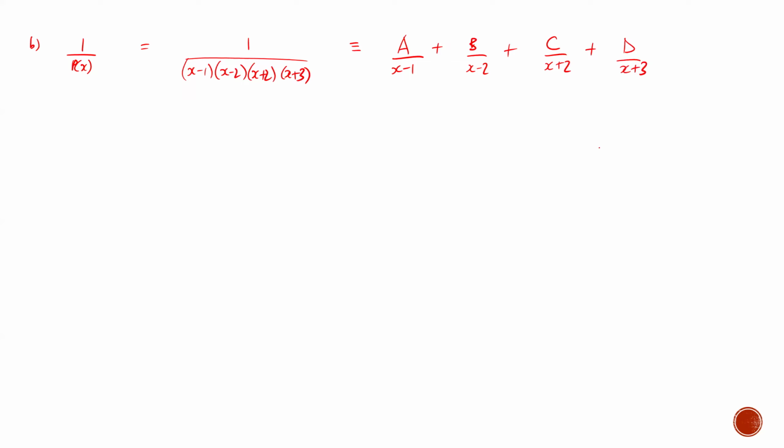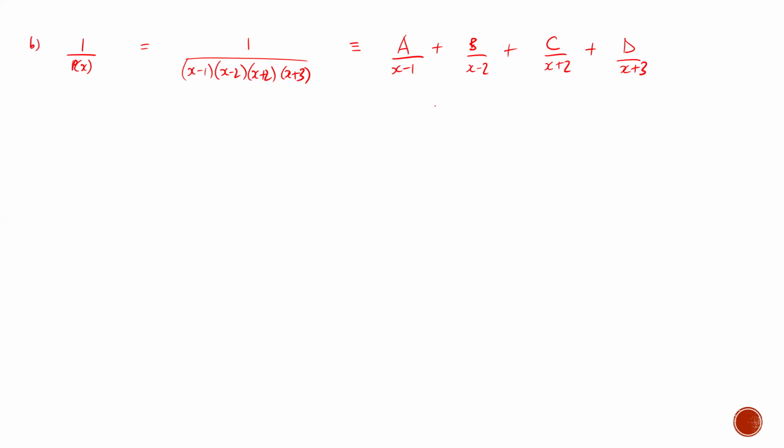P of x is simply going to be 1 over (x minus 1)(x minus 2)(x plus 2)(x plus 3). And now we say that this is equivalent to a over (x minus 1) plus b over (x minus 2) plus c over (x plus 2) plus d over (x plus 3). And so our task is to find the coefficients or constants a, b, c, and d.